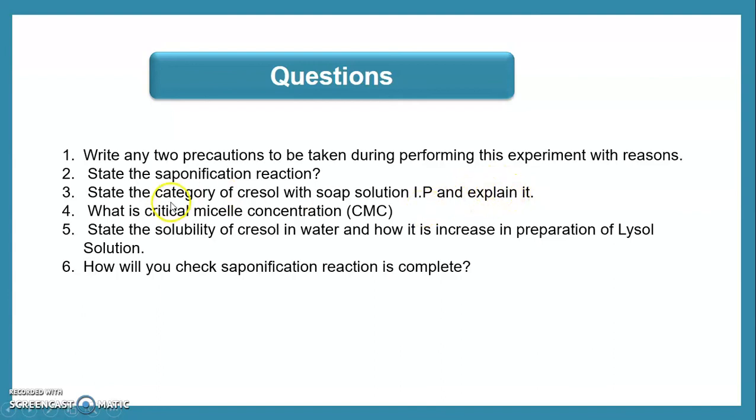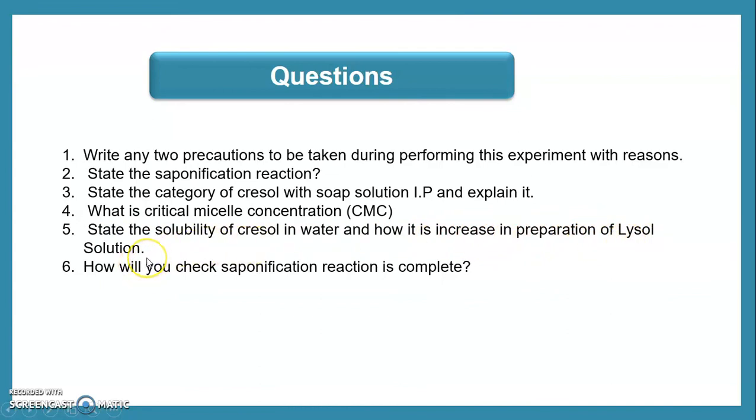Disinfectants are able to kill the pathogens. What is the critical micelle concentration? The critical micelle concentration means what concentration of our micelle formation agent is required to make the soap, or make the solution soluble. State the solubility of Cresol in water, and how it is increased in preparation of Lysol solution.